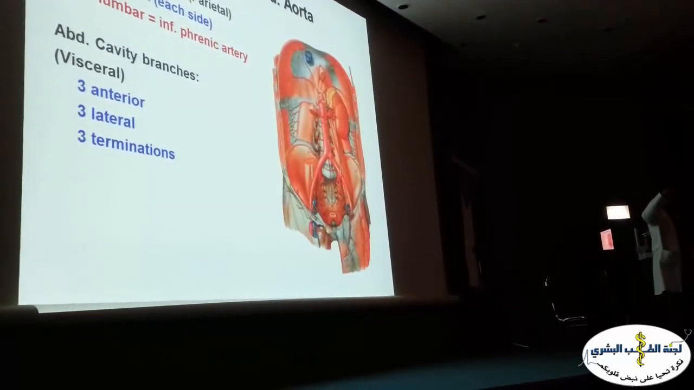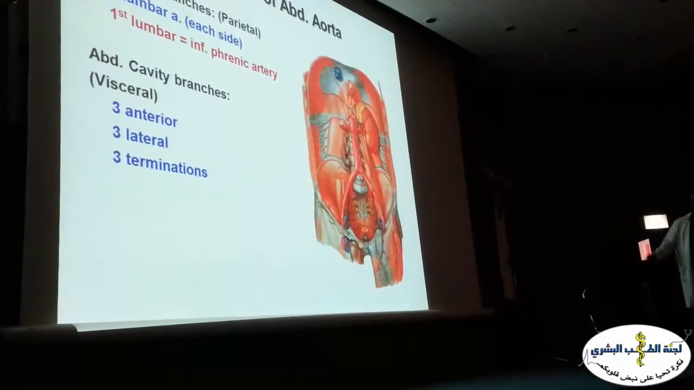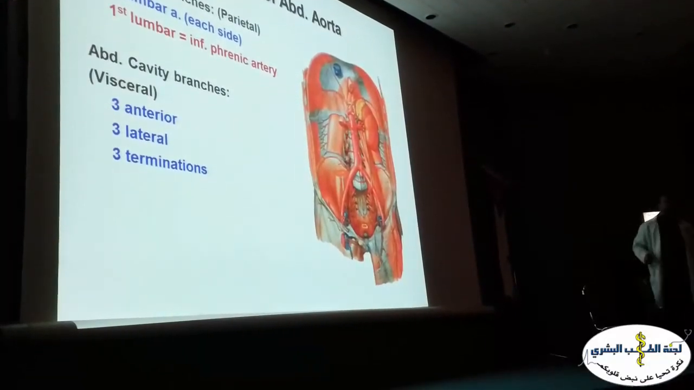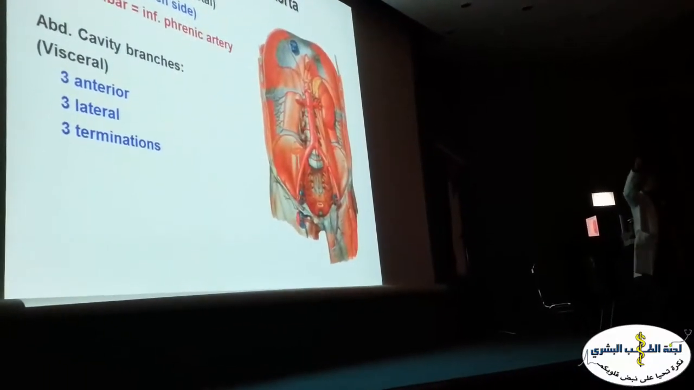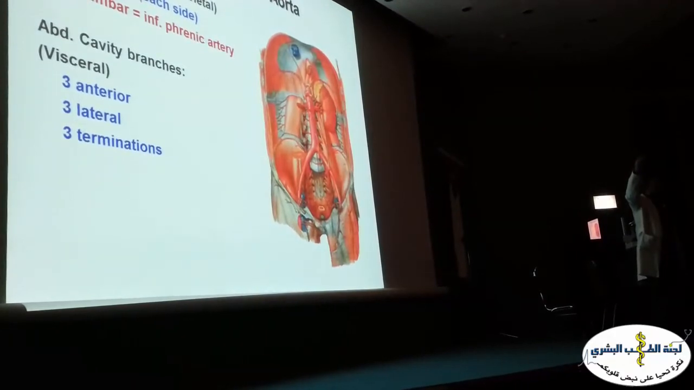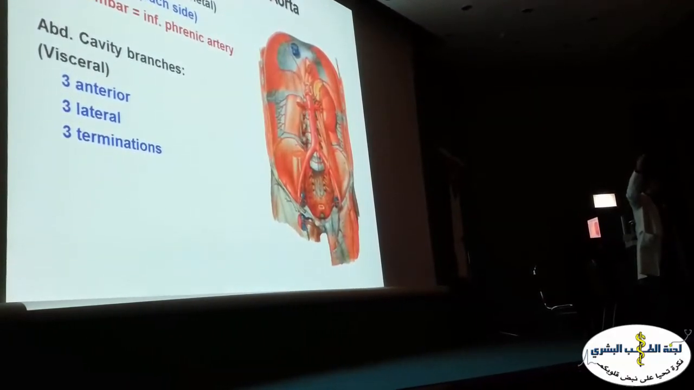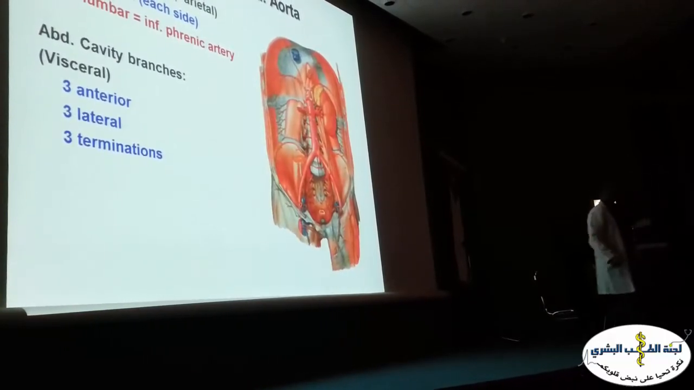Now we move to the midgut. The artery of the midgut is the superior mesenteric. It should supply what? The lower part of the duodenum, the jejunum, the ileum, the cecum and appendix, the ascending colon, and the proximal two-thirds of the transverse colon. Good.